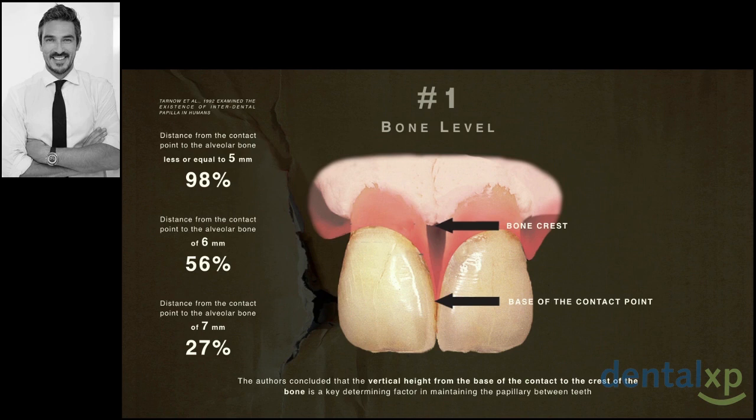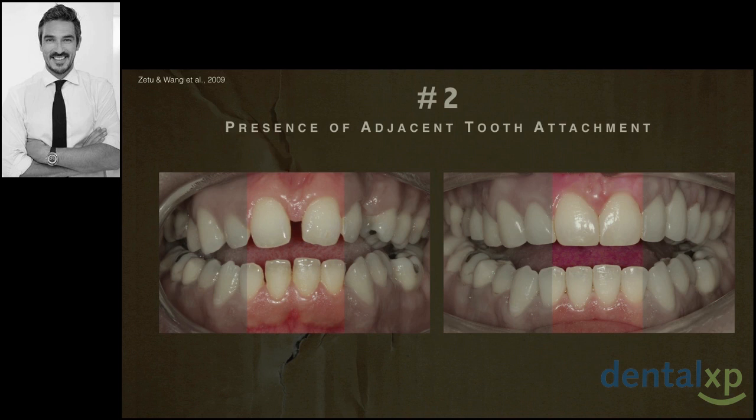And you would be surprised at how few dentists who actually do restorative and cosmetic dentistry know that study. And it's kind of scary if you think that these people are actually treating patients, and one of the greatest concerns for our patients is an aesthetic smile, and that this simple biological study can actually help really simplify our treatment options. Of course, number 2 to get a papilla is the presence of adjacent tooth attachment.